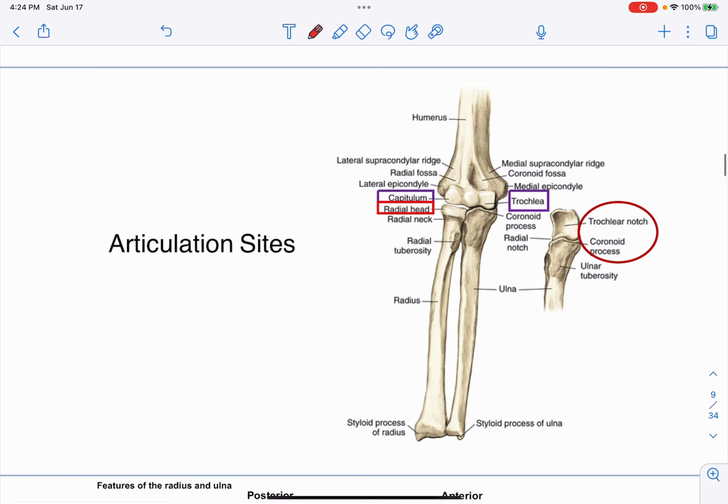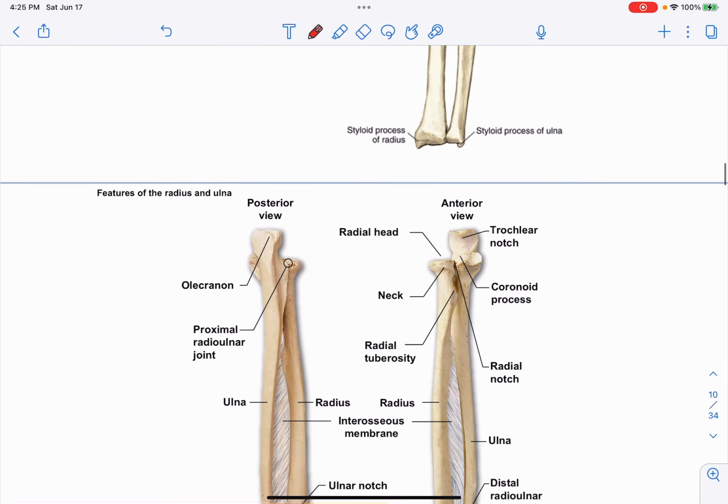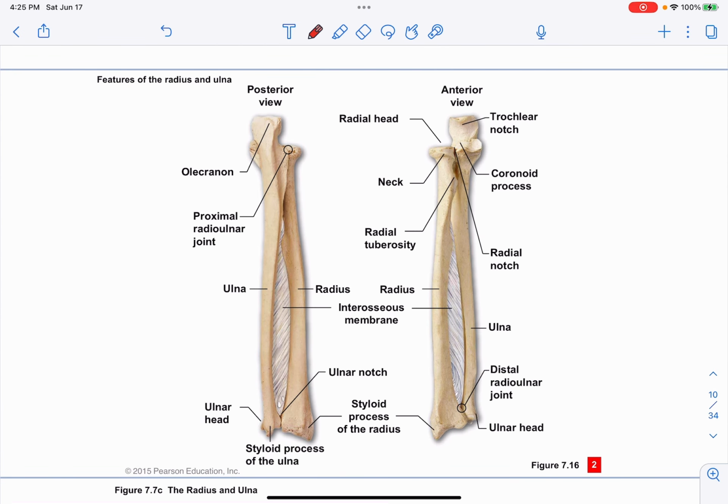So this is to drive home that point again, that the radial head is articulating with the capitulum of the humerus. And then we have the trochlear notch and the coronoid process that is articulating with the trochlea. All right, so this slide sums up all that I went over, and hopefully that is clear. I also added some images from your textbook of real bone so that you could see these features.